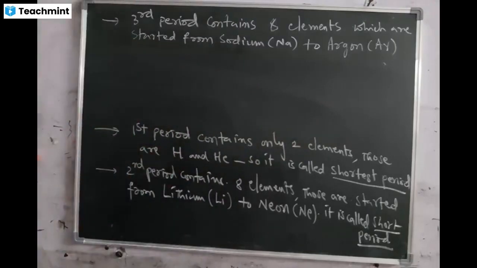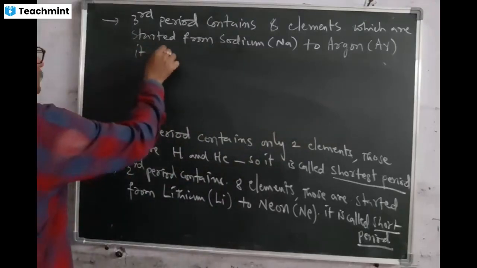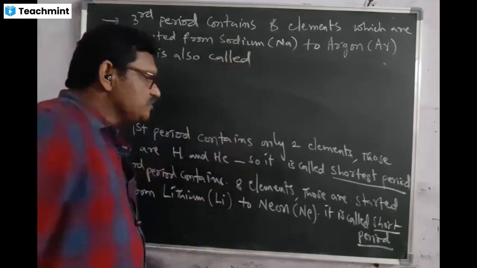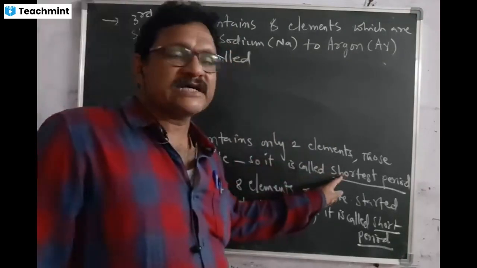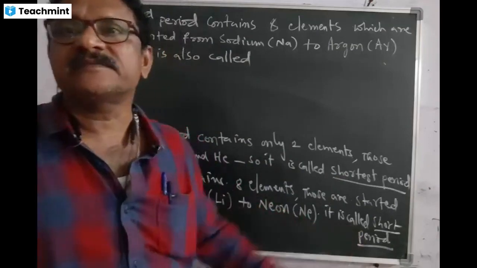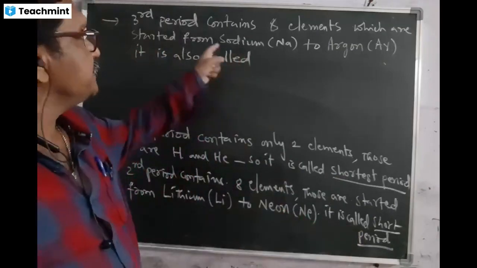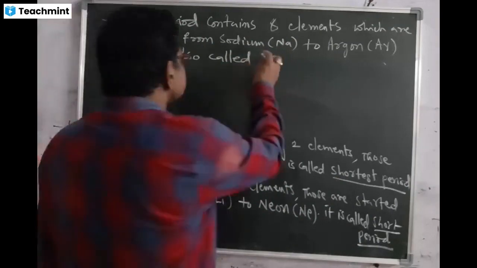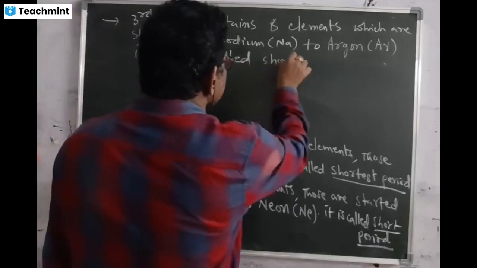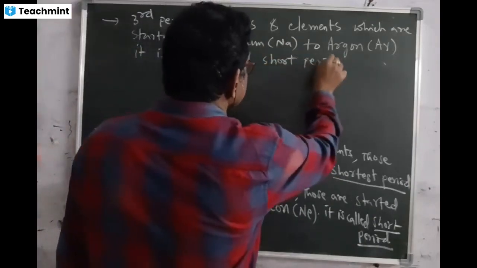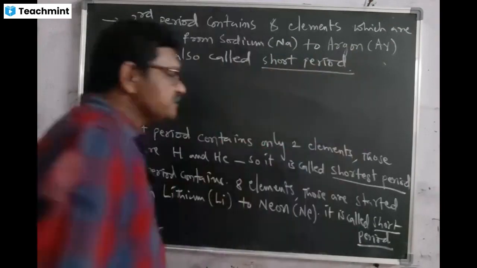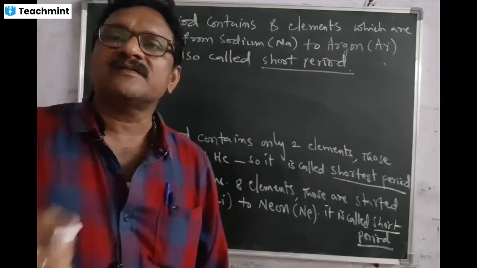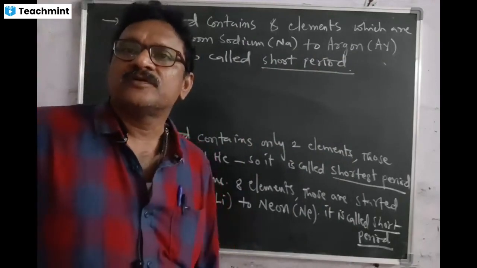It is also called a short period. A period of 2 elements is the shortest period, a period of 8 elements is a short period. So the third period also contains 8 elements. That's why it is also called a short period. The first is shortest, the second and third periods are short periods.